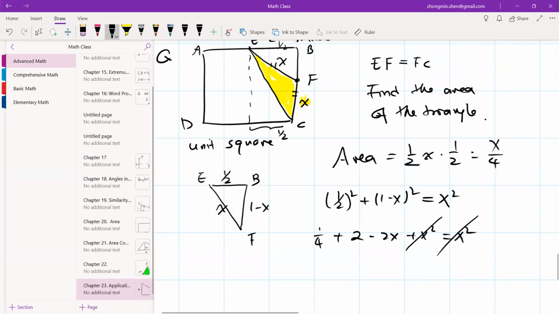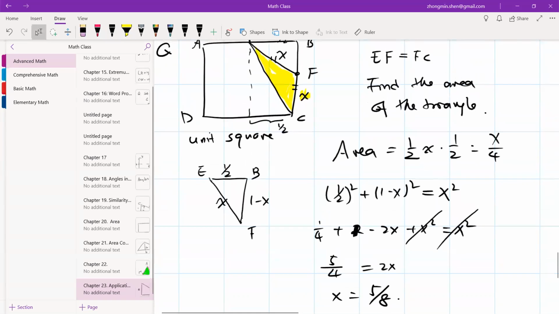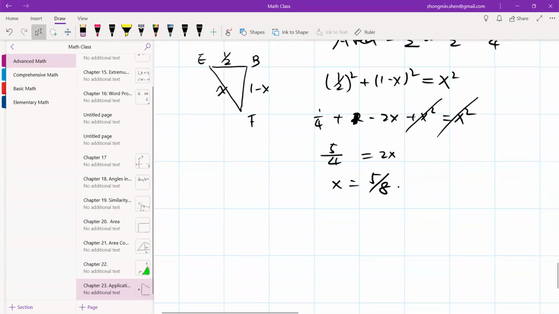Then what do we get here? It's 1. Oh, sorry, it's 1/4. Yeah, make sure this is correct. Okay, so this is going to be 5/4 equals 2x. X is going to be 5/8. And you look at the picture. Yes, it's a reasonable 5/8. Okay. Now there are some problems.